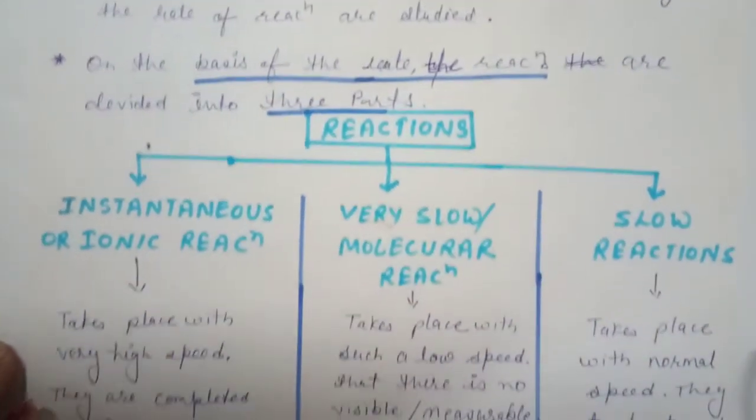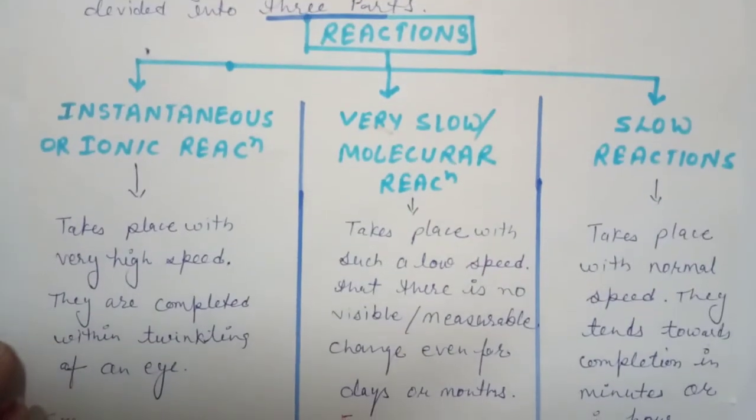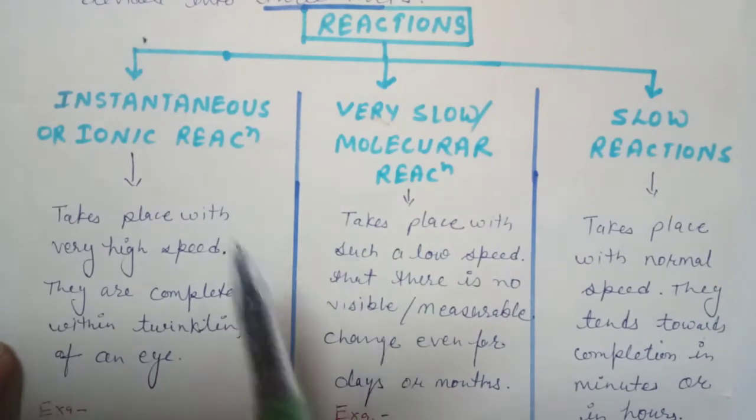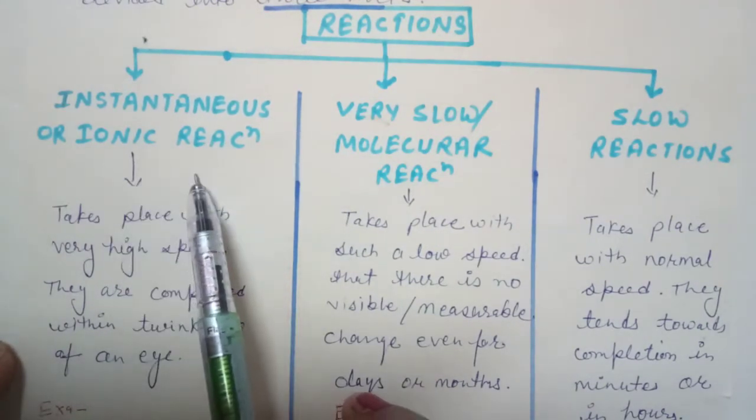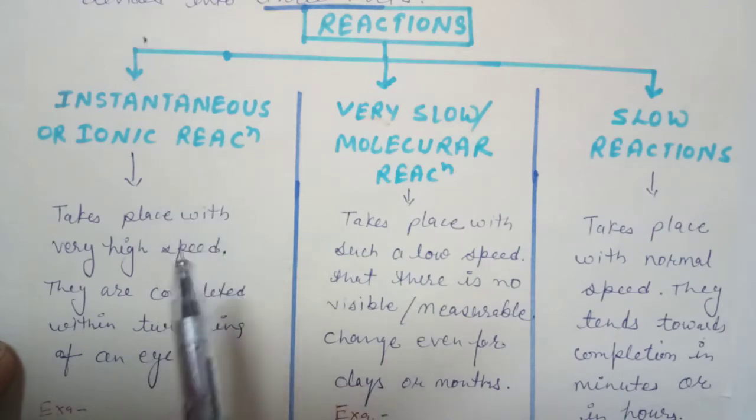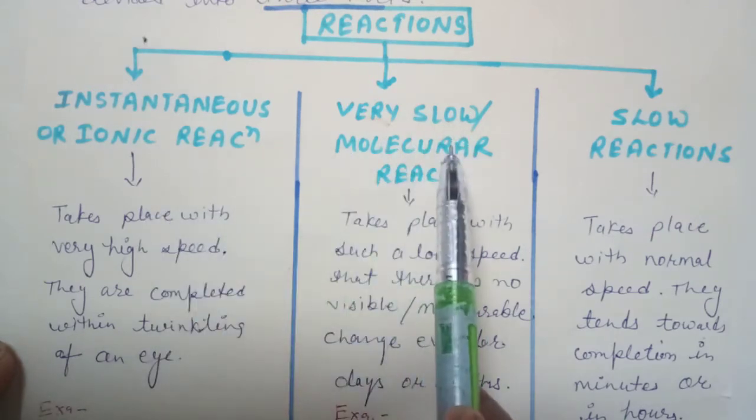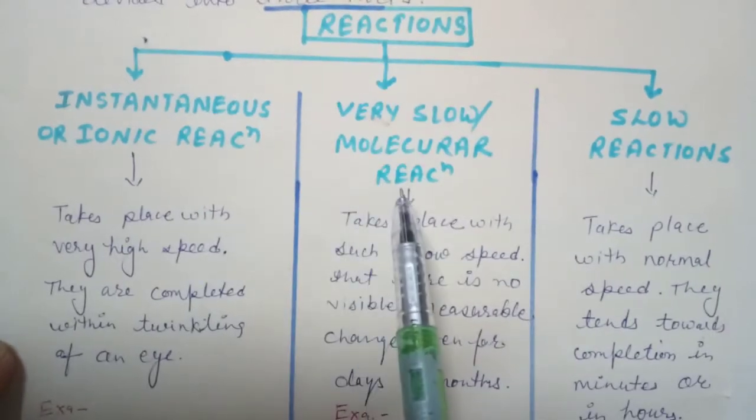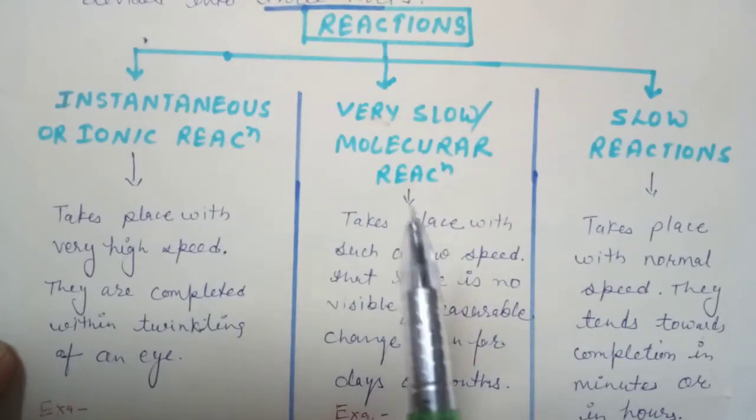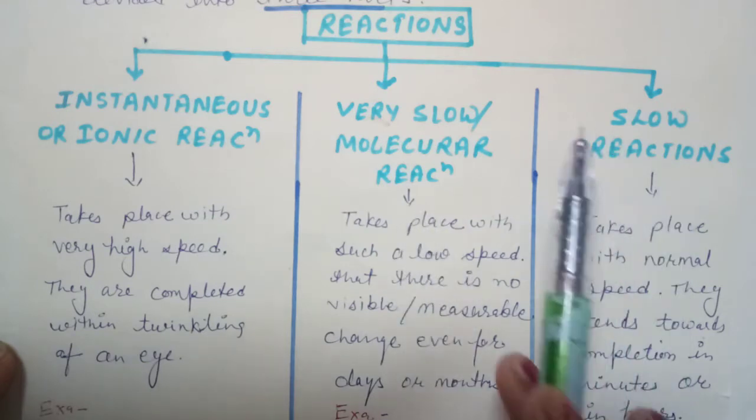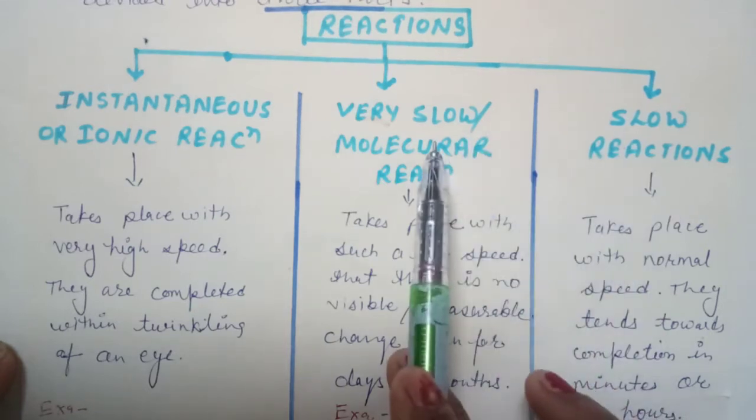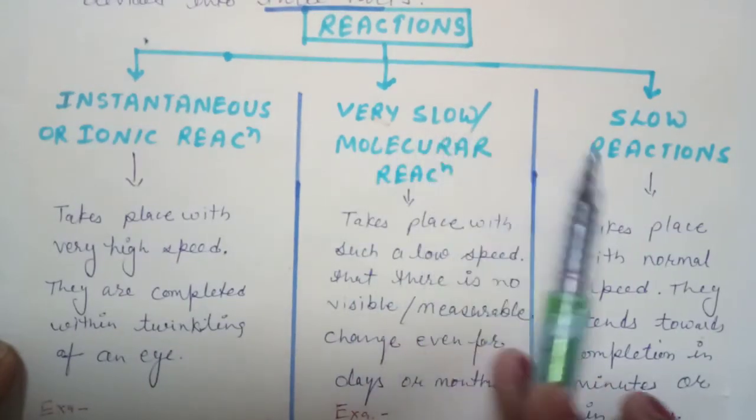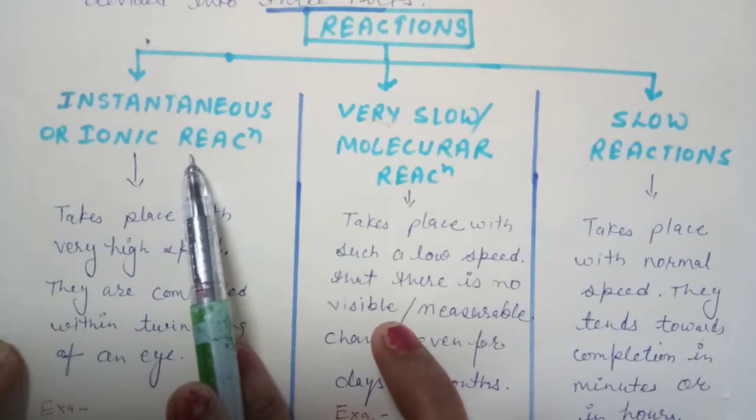Okay, so we will differentiate all the three types of reactions. Instantaneous reactions, we can say ionic reactions. All the ionic reactions take place at very high speed. Very slow reactions or molecular reactions, or reactions of covalent compounds, are very slow processes. Slow reactions means the speed of slow reaction is faster than very slow reaction but slower than instantaneous reactions.